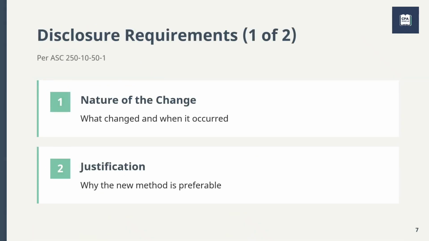Your freebie, because they also like to ask this one. If there is ever a principle change, we have to disclose it. There is no exception to that. There are disclosure requirements. What do we need to disclose? We need to disclose the nature of the change, what changed and when it occurred. We need to give a justification. We cannot say we prefer this method. There has to be a justification explaining why this new method is preferable over the old method.